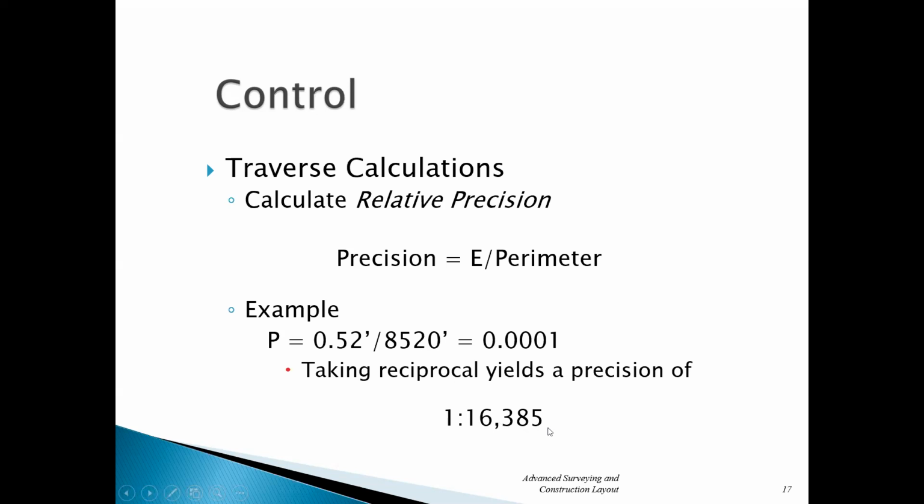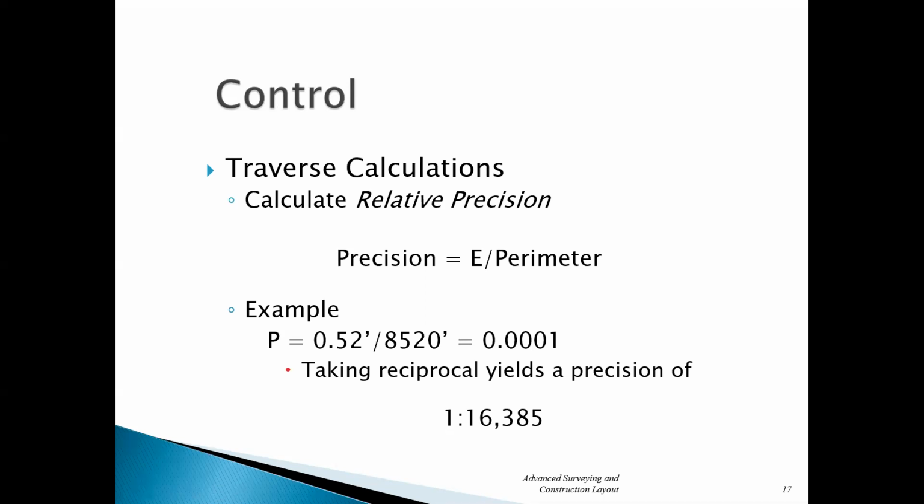So it doesn't really matter that you talk about smaller numbers here. The 16 is the big thing. So 1 in 16,000 essentially is saying that for every 16,000 units we travel, we can expect 1 unit of bust, plus or minus. So if this is in feet, then you're talking about 1 foot. If that's in meters, then you're talking about 1 meter. And as we talked about before, this would be really not a very acceptable traverse. This would be one that you would pretty much reject.